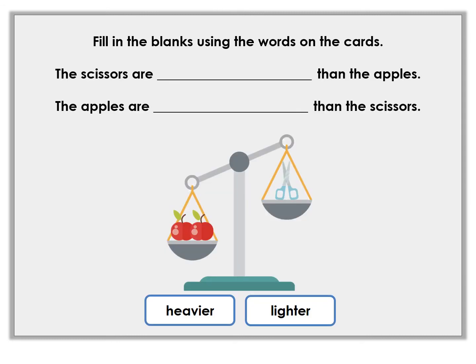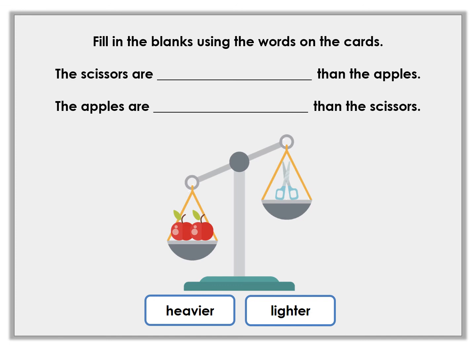Okay, here we're looking at the weight. So we're saying whether something is heavier or whether it is lighter. So the scissors are in one part of the scales and the apples are in the other. The lower down that they weigh in the scales, the heavier they are.